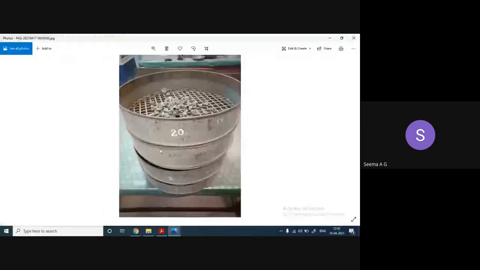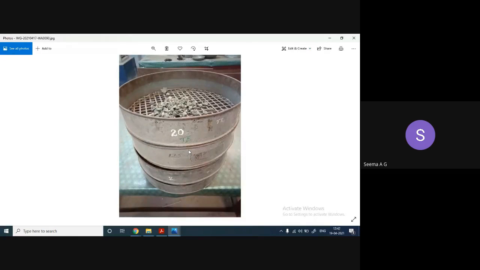So this is the arrangement of sieves. The aggregates are kept on the top sieve, and that is sieved through the set of sieves arranged. So the set of sieves: 40 mm, 25 mm, 20 mm, 12.5 mm, 10 mm. Then last, if you want, you can keep a pan also at the bottom. So aggregates are sieved properly, and they are properly washed and weighed.